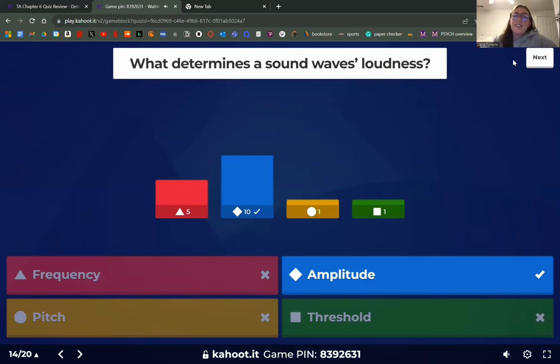Yeah, this one is amplitude. The amplitude is just the height of the sound wave. The frequency is the number of complete wavelengths that pass through a certain point in a given amount of time. The pitch is just the highness or the lowness of the sound wave. And the threshold was just something to throw you off.